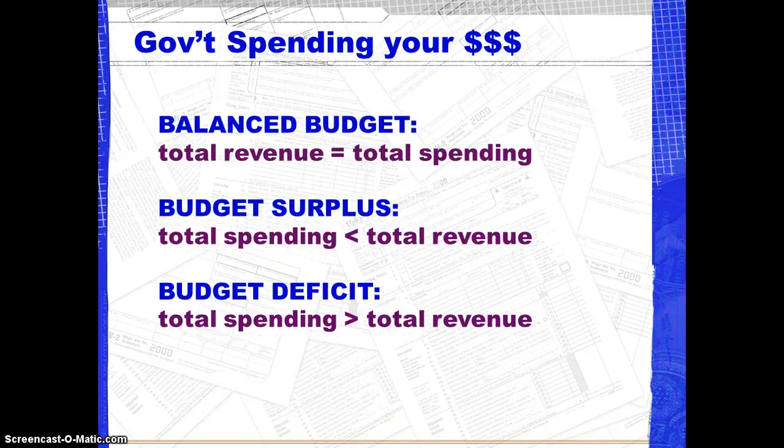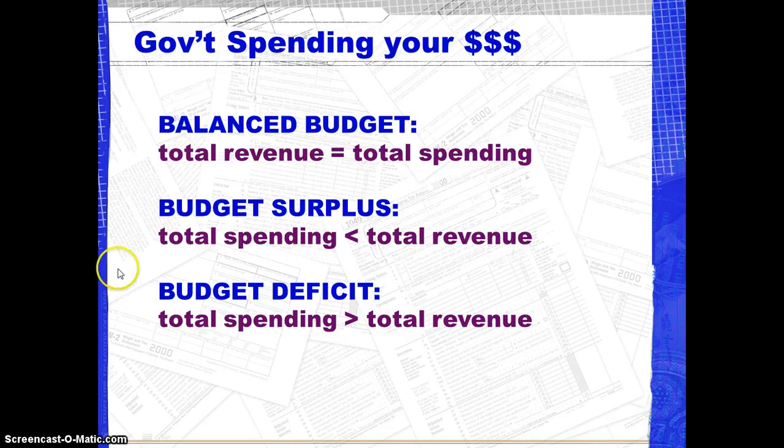When the government creates a budget, we can either have a balanced budget, a budget surplus, or a budget deficit. If there is a balanced budget, that means that total revenue, or the amount they're bringing in taxes, equals total spending. A budget surplus, total spending is less than total revenue, so therefore we're saving money. We have money left in the bank account, so to speak. And a budget deficit is where total spending is greater than total revenue.